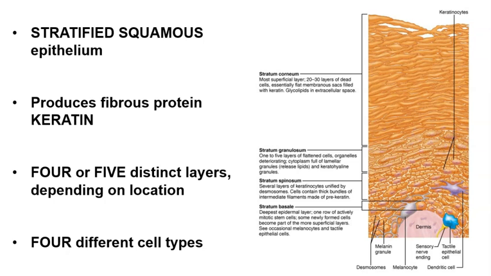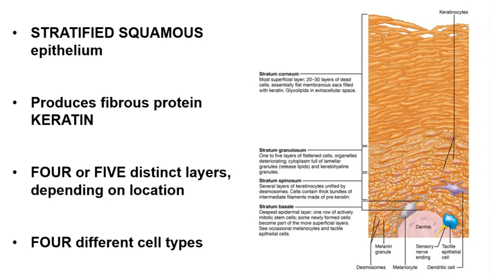These dead cells are constantly being shed from the surface as they become worn or damaged. New cells will replace them from underneath. It is a special type of stratified squamous epithelium because it produces a tough fibrous protein called keratin. And keratin will help reinforce the epidermal cells after they have died. It helps them to behave as one continuous sheet.